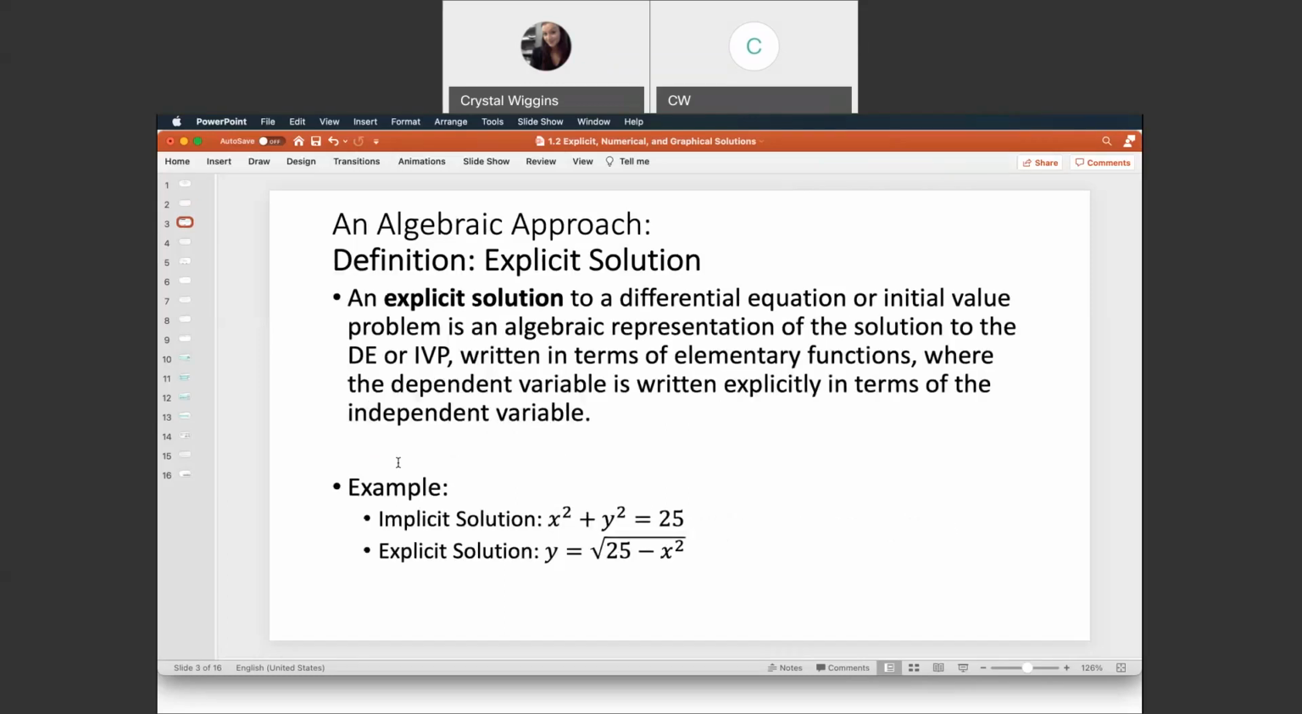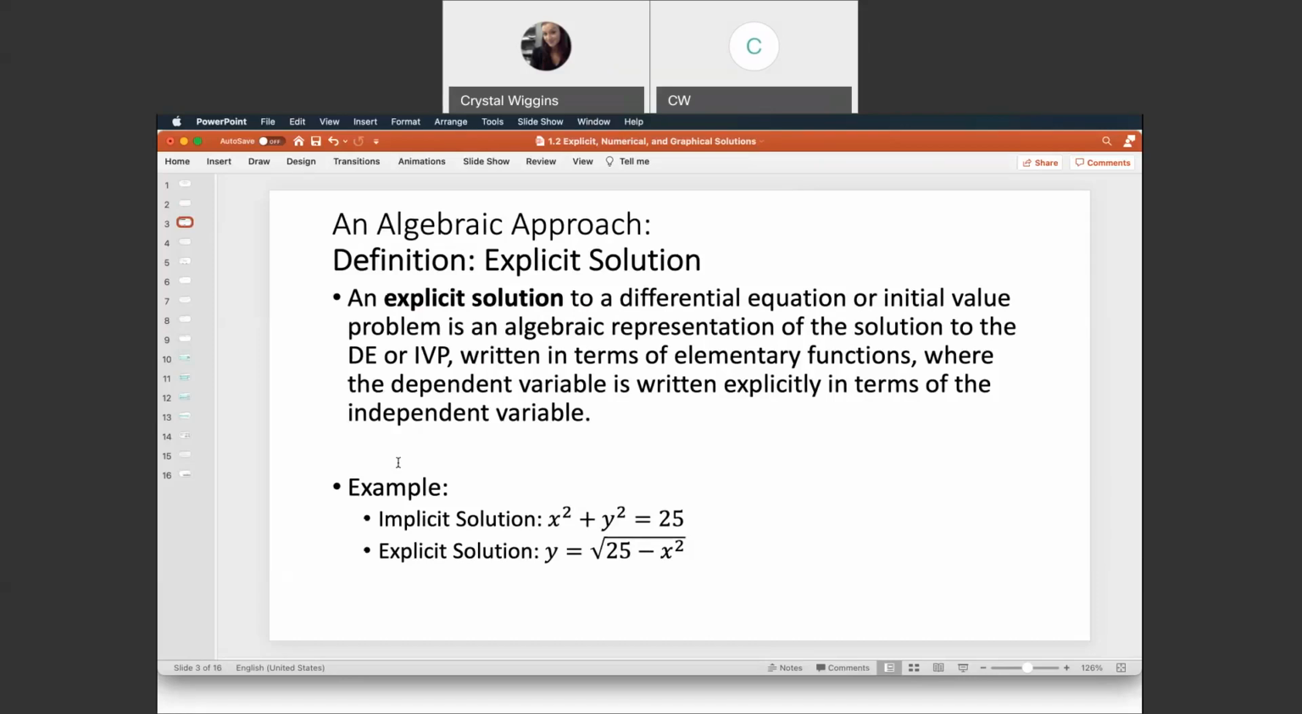So let's discuss the algebraic approach first. There are two types of solutions for the algebraic approach. There's an explicit and an implicit. The explicit solution to a differential equation or initial value problem, commonly abbreviated IVP, is an algebraic representation of the solution to the differential equation or the initial value problem, written in terms of elementary functions, where the dependent variable is written explicitly in terms of the independent variable.